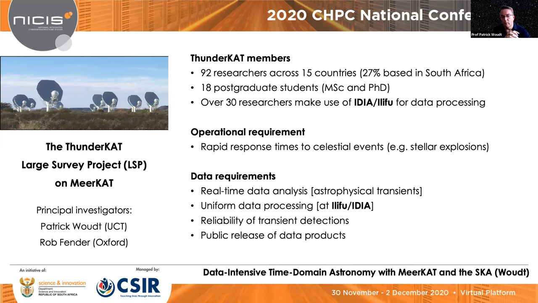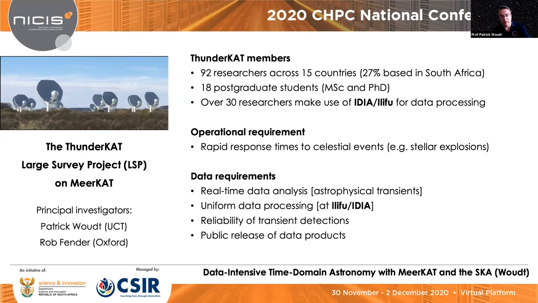And the way we operate is that when we have a new transient going off, a stellar explosion or something, we allocate a project to a student to work on that exclusively. So the 30 researchers that make use of this very often are starting MSc or PhD students. And so the environment has to be conducive for students to gain rapid experience with radio data.